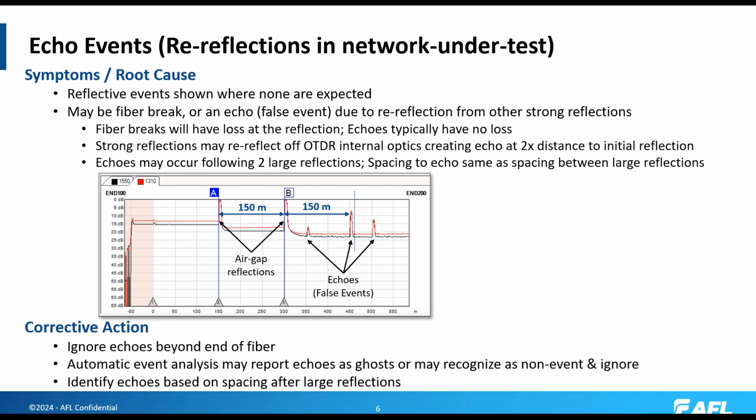Corrective action: you can ignore echoes beyond the end of the fiber if you're looking at an expert mode trace. Event analysis, in this case, you see that these echo reflections are not identified as events. So the software itself has been able to determine that these are echo events, not real events, and it has not classified them as events. You can also identify echoes based on the spacing after large reflections if you're visually looking at it, as I've done here.